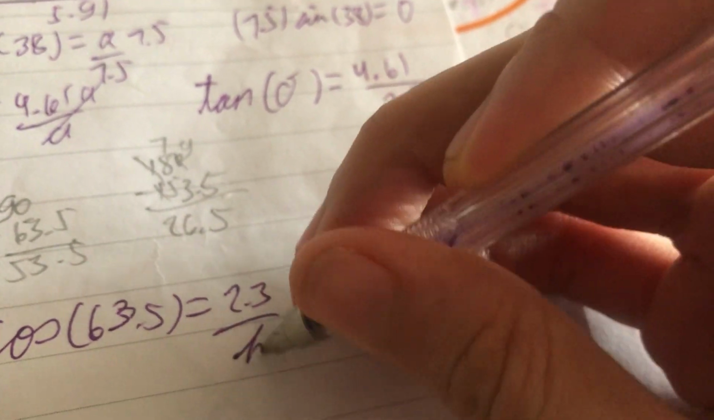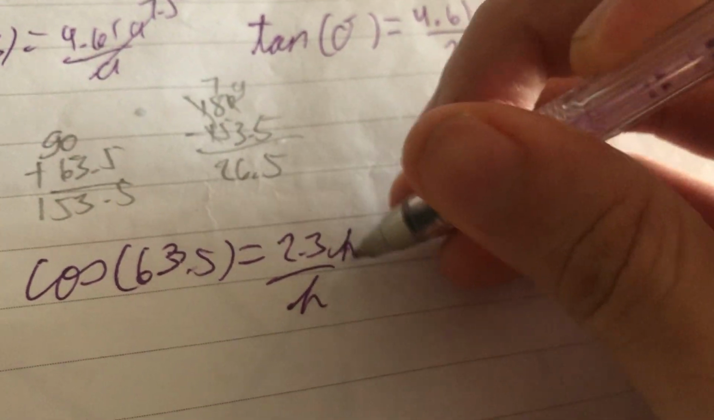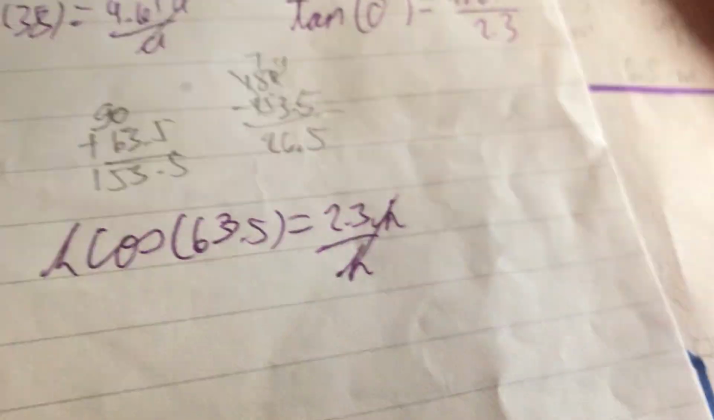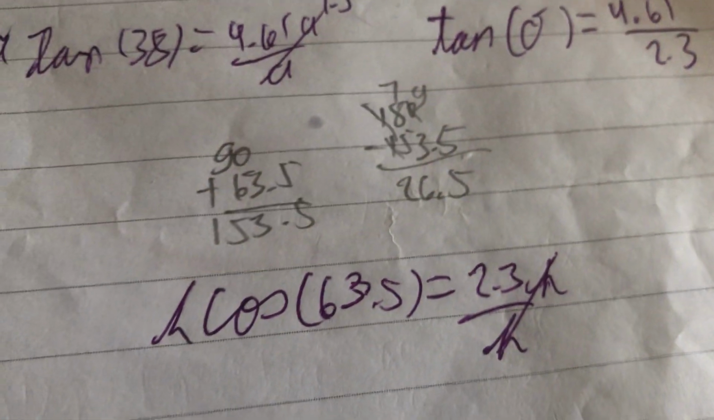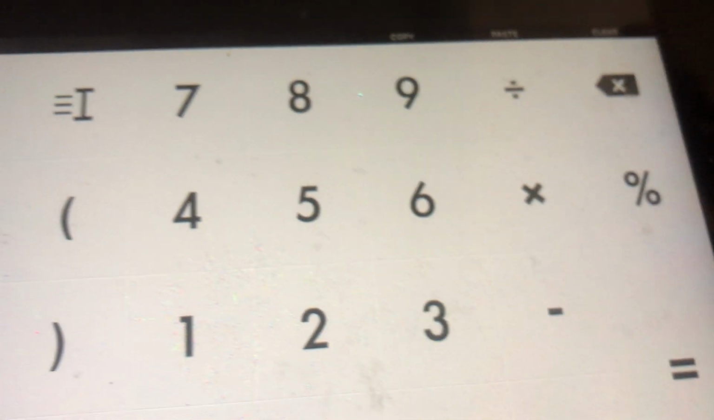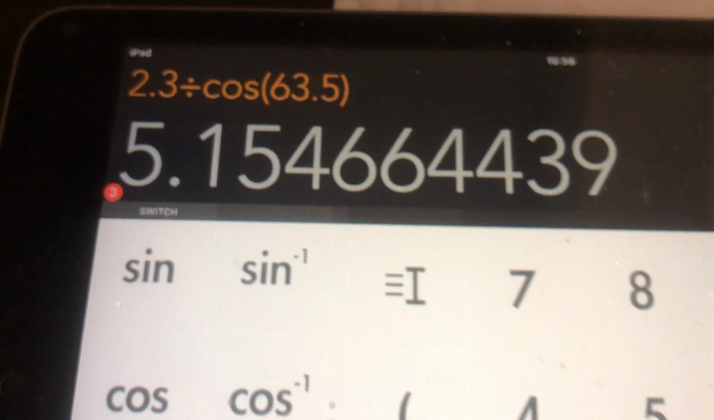2.3 over the hypotenuse. So divide both sides by the hypotenuse. Then the hypotenuse is 2.3 divided by the cosine of 63.5. So, 2.3 divided by cosine of 63.5. What did we get?